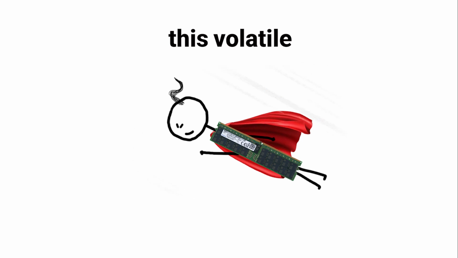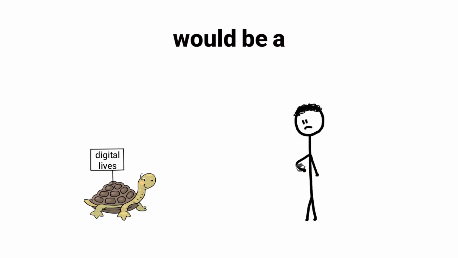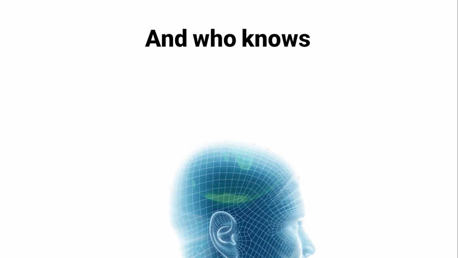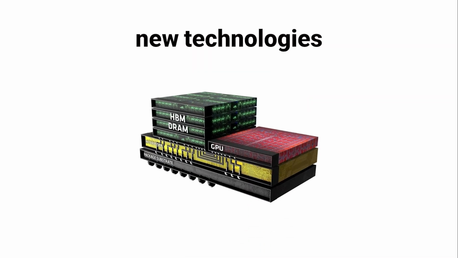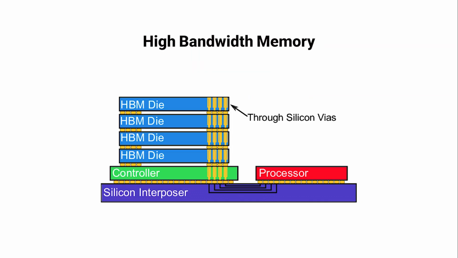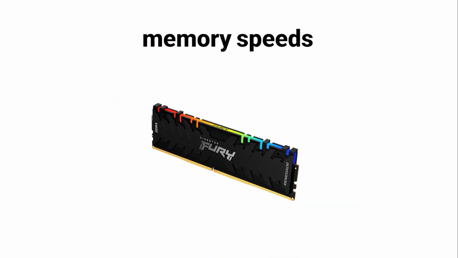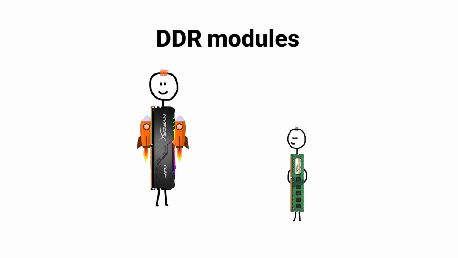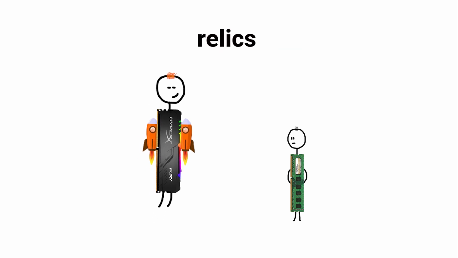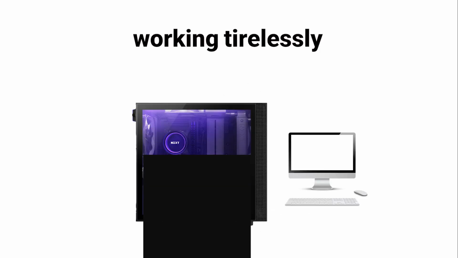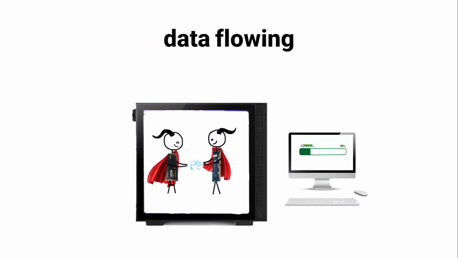Without this volatile, high-speed wonder, our digital lives will be a whole lot slower and a whole lot less productive. And who knows what the future holds, with new technologies like HBM, high bandwidth memory, and 3D stacked DRAM on the horizon. We may soon see memory speeds that make even the fastest DDR models today look like sluggish relics from the past. But one thing is for sure, as long as there are computers, there will be DRAM working tirelessly behind the scenes to keep our data flowing and our productivity soaring.